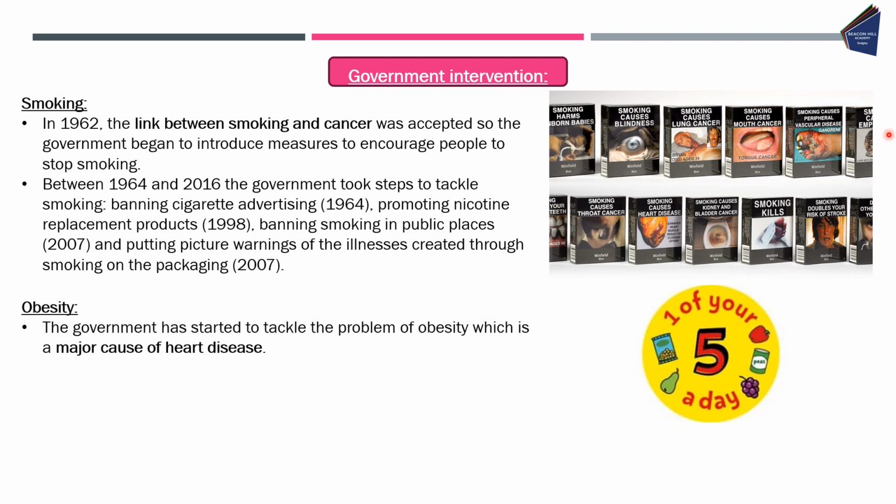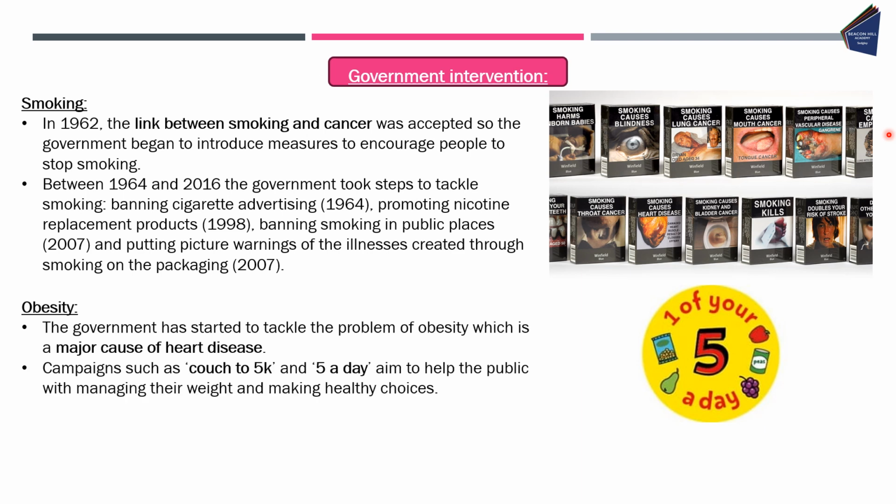In terms of obesity, the government has started to try and tackle this problem because of it being a major cause of heart disease, strokes, diabetes, etc. You'll see that the image that's just appeared on the screen, which I'm sure is something you'll be familiar with, is having one of your 5 a day, so your fruit and vegetables. Campaigns such as Couch to 5K you might be familiar with. Some of you might have downloaded the app for that at some point, trying to encourage people to move more and to eat more healthily. So these are there to try and help the public with managing their weight and make healthier choices.